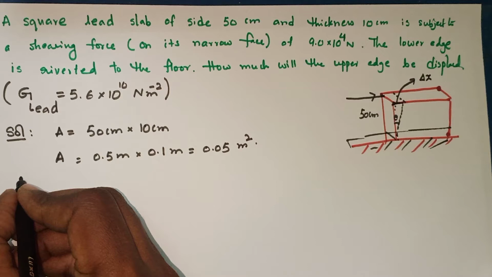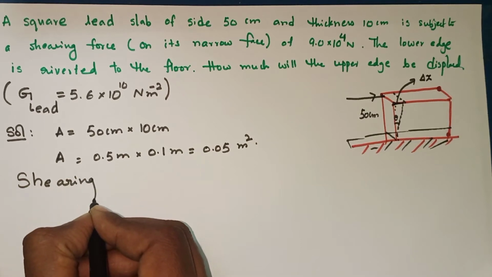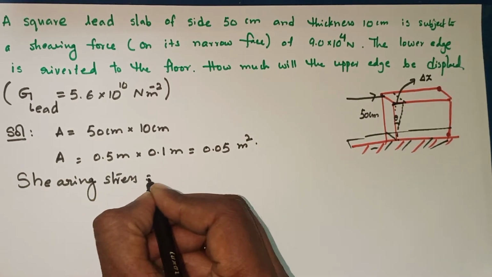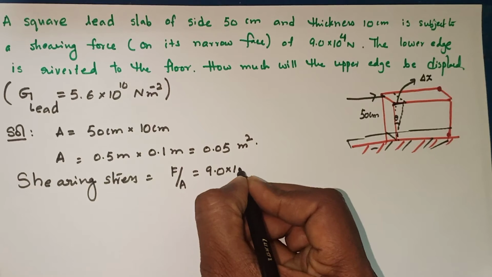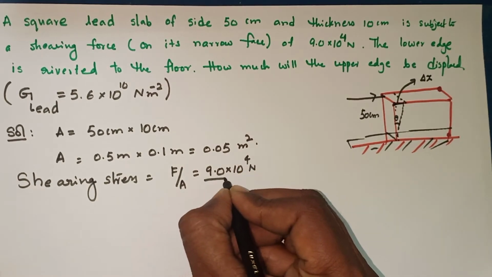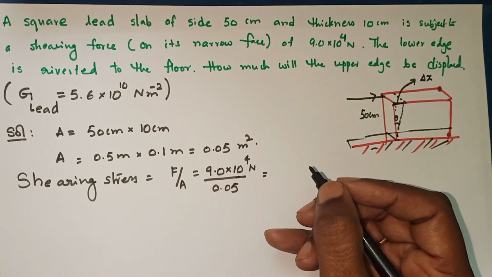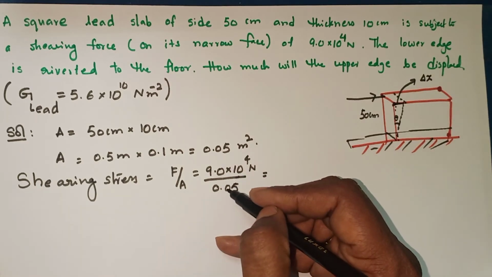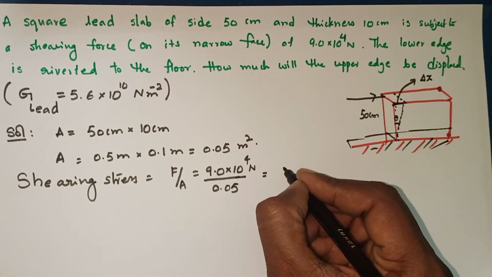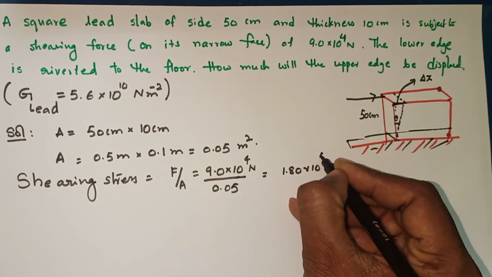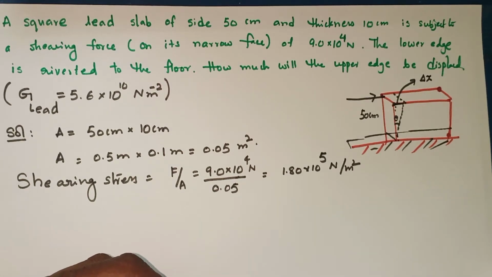Now shearing stress can be calculated. Force per area: force is 9.0 into 10 power 4 Newton, divided by 0.05, which is approximately 1.80 into 10 power 5 Newton per meter square, right?